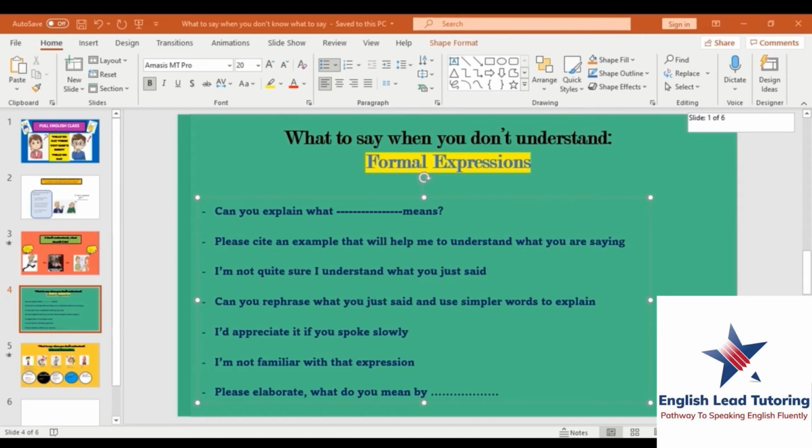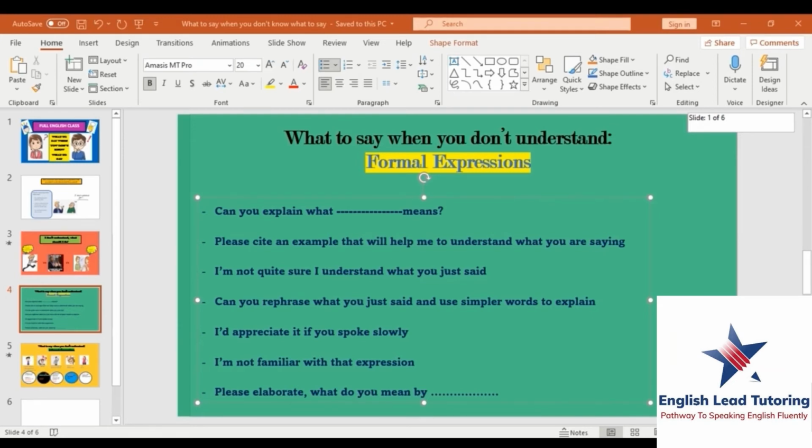Or maybe again, an unfamiliar word is used. You're having a conversation with someone, they use an unfamiliar word. You could also say, please elaborate. What do you mean by? So again, these are some of the formal expressions that we can use when we don't understand what someone is saying. I said it before.